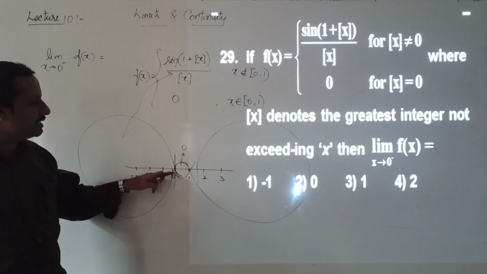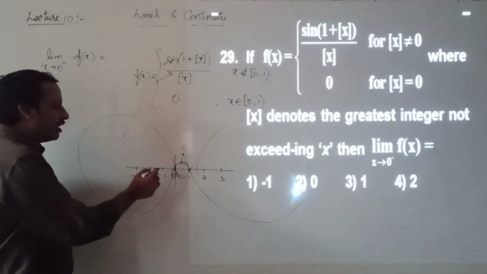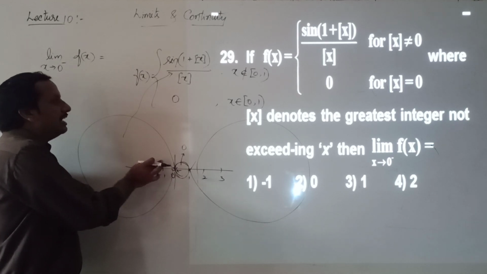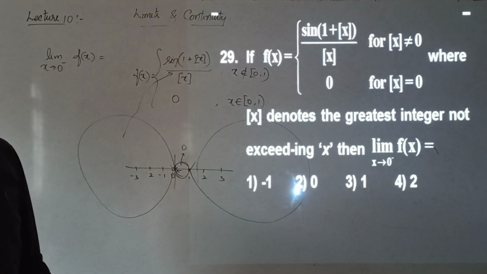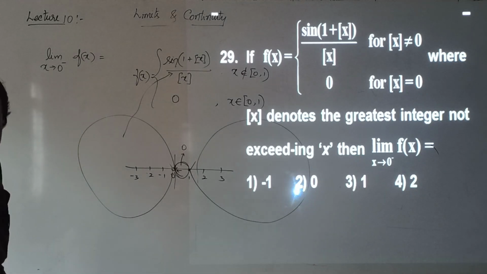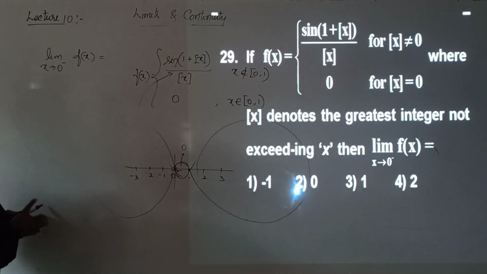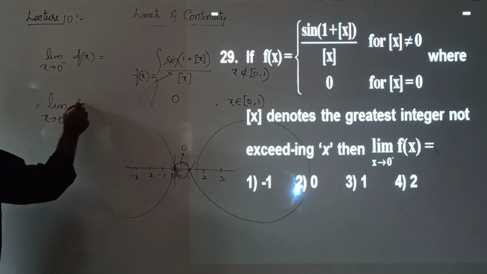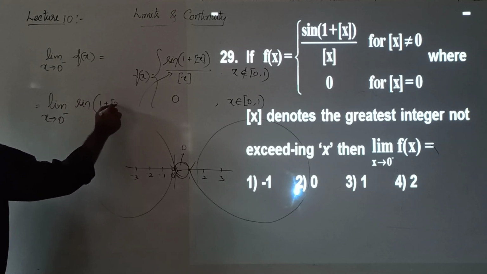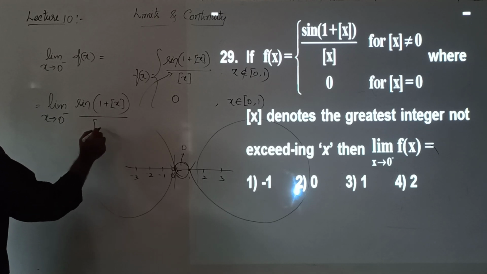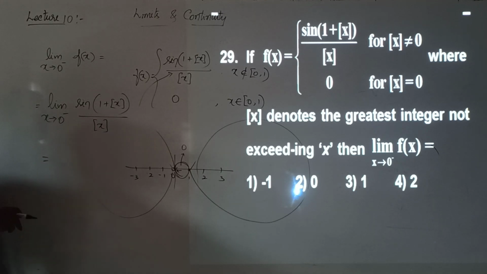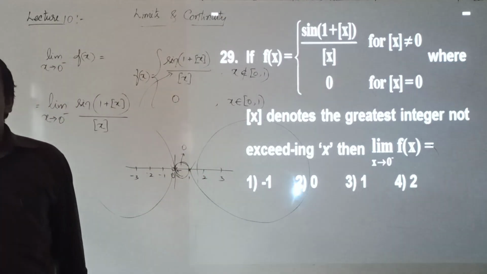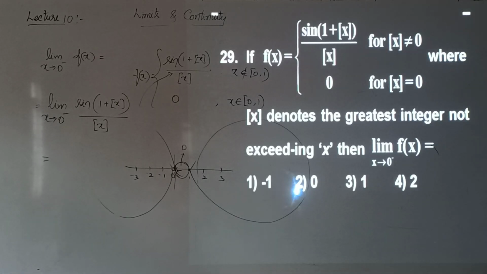Now x is approaching 0 from the left side. If you are finding the right hand limit, then you have to consider 0. Now you are finding the left hand limit, there it is defined as sin(1 + [x]) by [x]. Okay? So I will write this as limit x tends to 0 minus, x is approaching 0 from the left side, sin(1 + [x]) divided by [x]. When x approaches 0 from the left side, it means x is very close to 0 but less than 0. Say x may take the value minus 0.1, minus 0.01, etc.